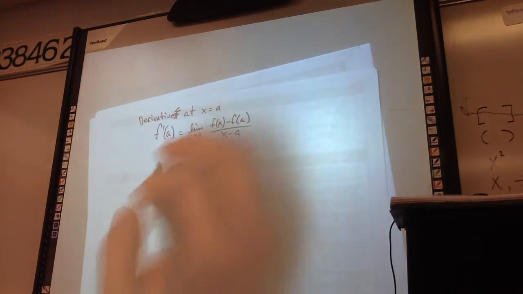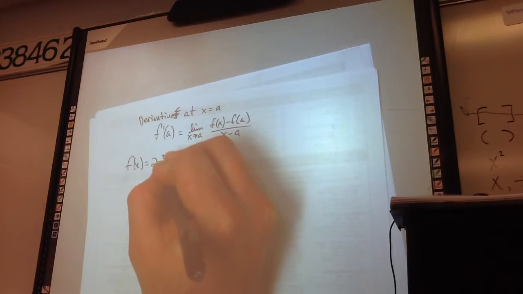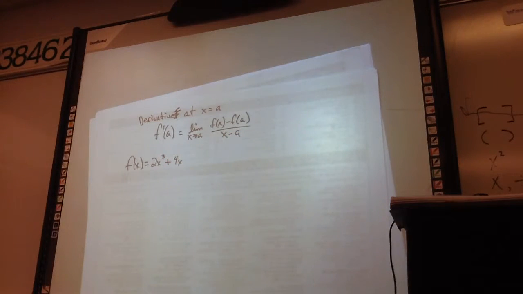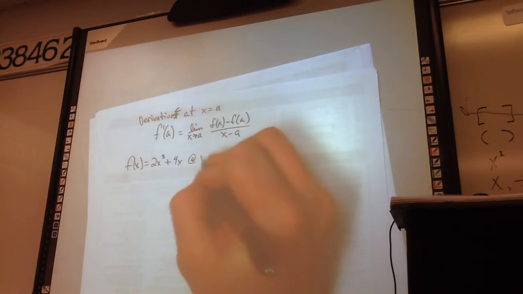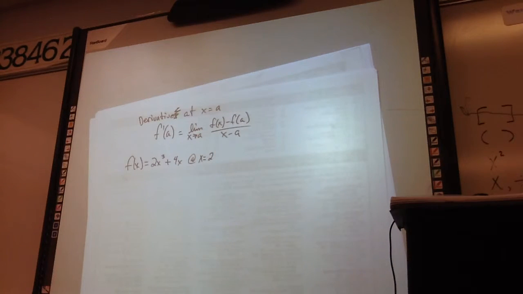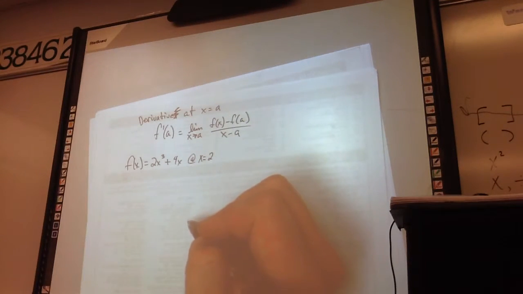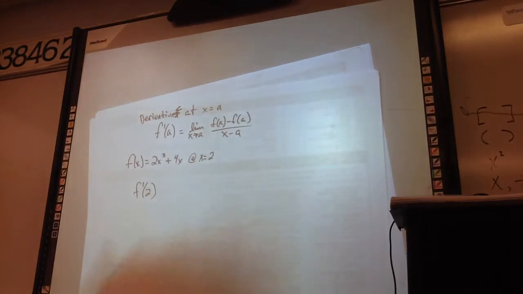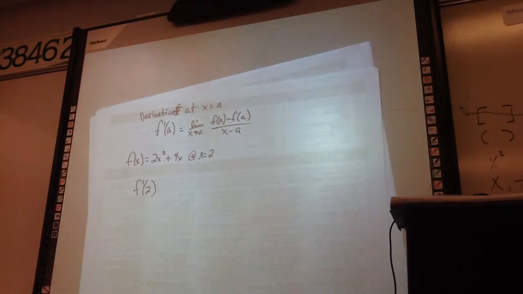Say f of x equals 2x to the third plus 4x. Let's do it at x equals, pick a number. 2. Okay, so the derivative at the point 2. The way you would write that is f prime of 2. There's your original function, and this is the derivative of your original function at the point x equals 2. Does that make sense?